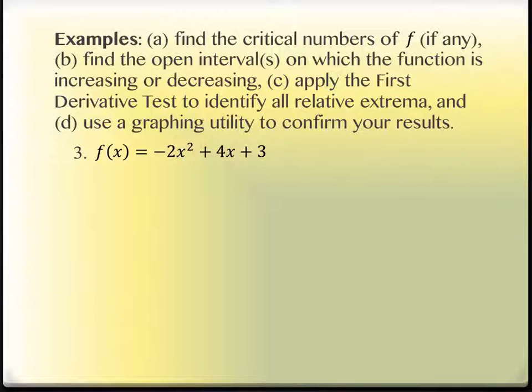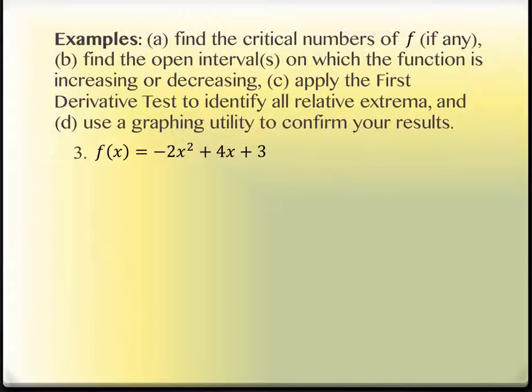They ask us to find the intervals where it's increasing, decreasing. Have we been doing that? Yeah, so parts A and B are exactly what we've already been doing. Agreed? C says to apply the first derivative test, which simply means to decide if those locations have maximum or minimum values based on whether it's increasing or decreasing on either side. And then part D says to use the graphing utility, like your calculator, to confirm.